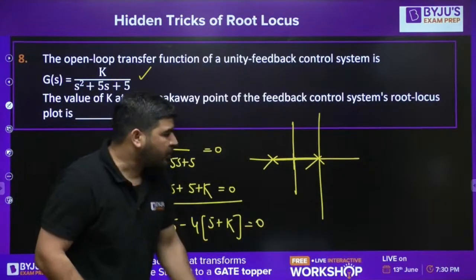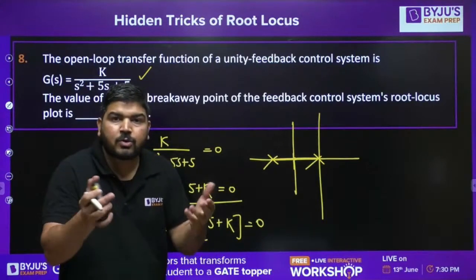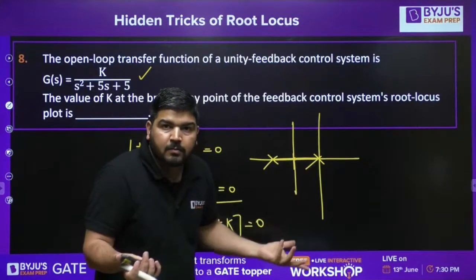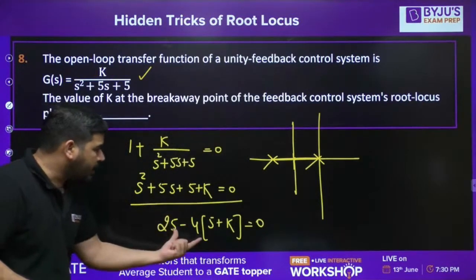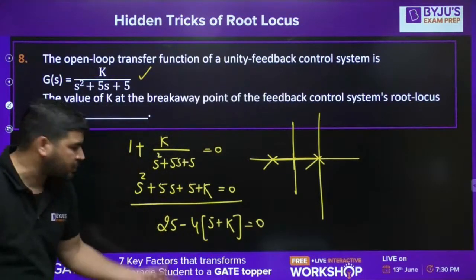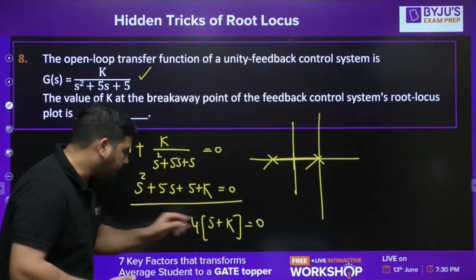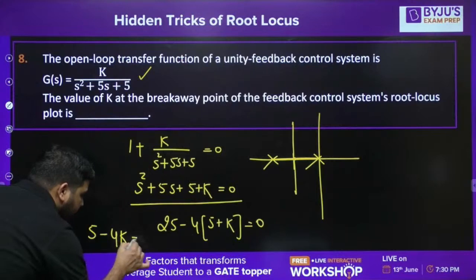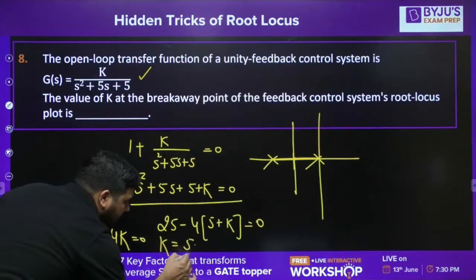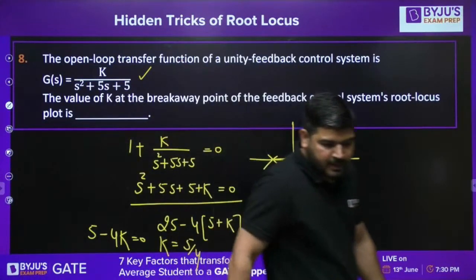Directly you can apply it, because we know that at the breakaway point, the roots have to be equal. To get equal roots, the discriminant has to be 0. B square minus 4AC has to be 0. If you calculate this, you'll get 5 minus 4K has to be 0, so K has to be 5 by 4. It's very easy, it's very simple.